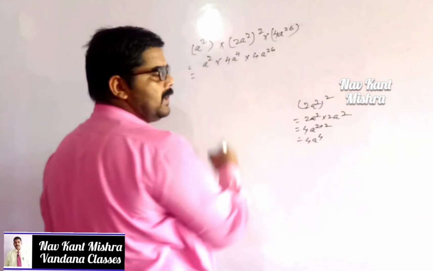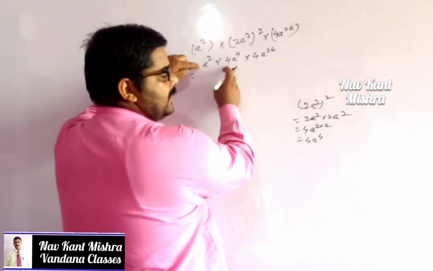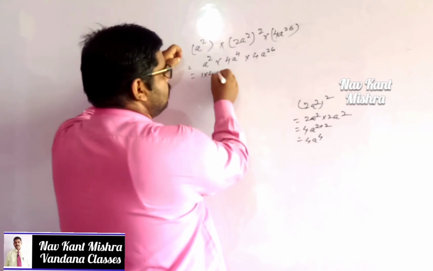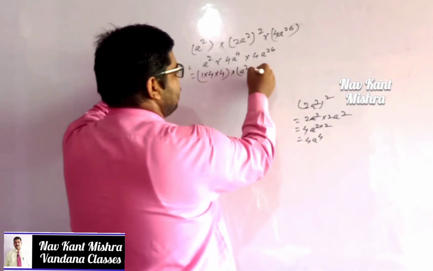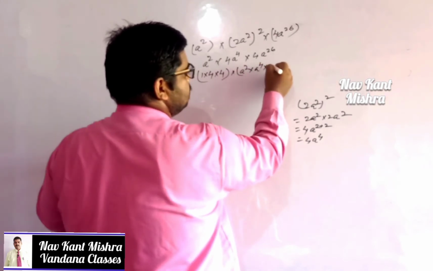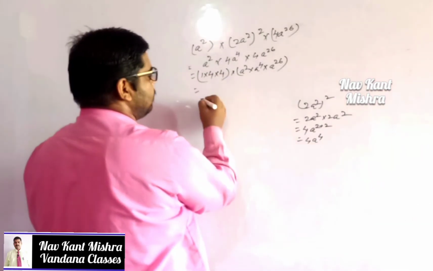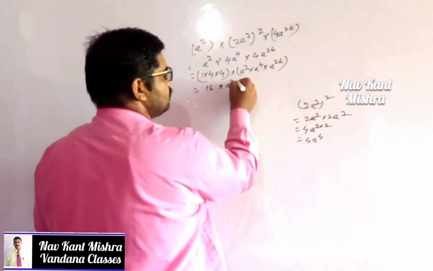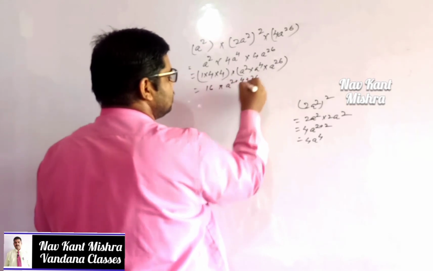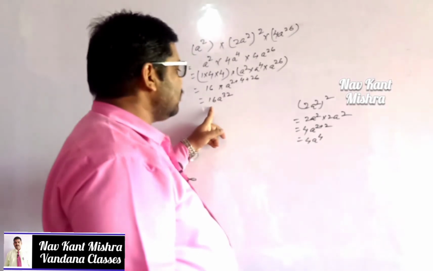You have to multiply the numericals 1 into 4 into 4, that is 16, and then multiply a square into a to the power 4 into a to the power 26. If you multiply it, you get 16 into a to the power 2 plus 4 plus 26, and the result is 16a to the power 32.